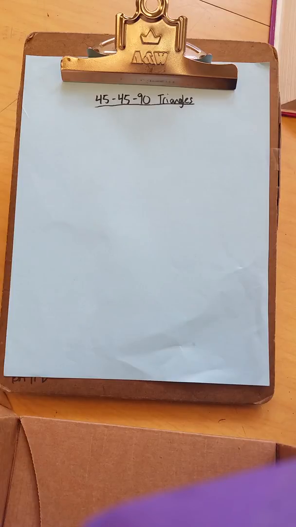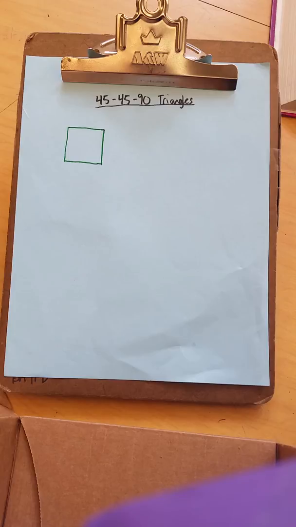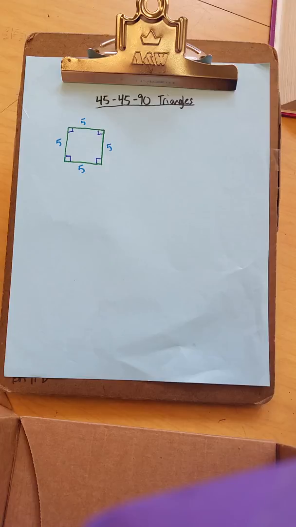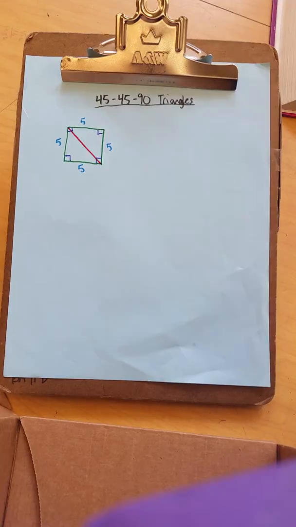First, we'll talk about 45, 45, 90 triangles. If you take a square, the length of one side is the same as the length of the other sides. All the angles are 90 degrees. If you cut this square in half from corner to corner, it forms two triangles. Since a 90-degree angle was cut into two angles, they both become 45-degree angles.